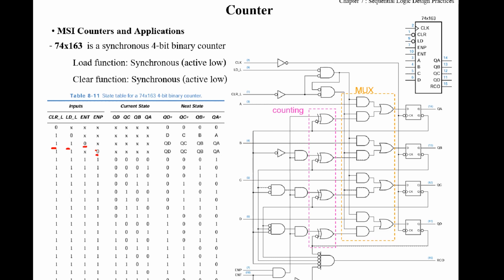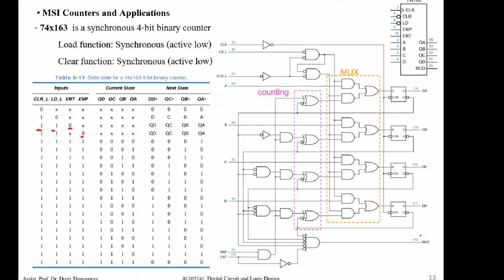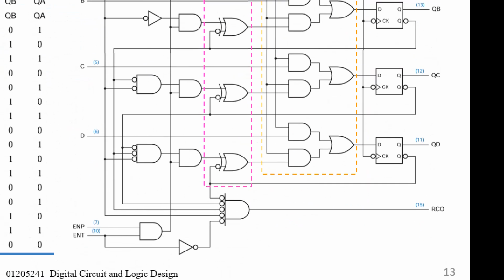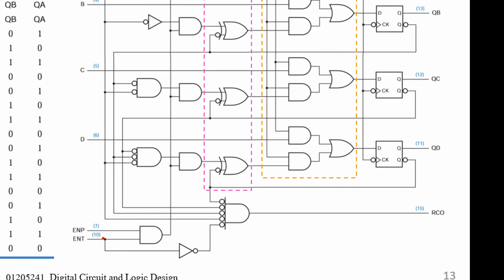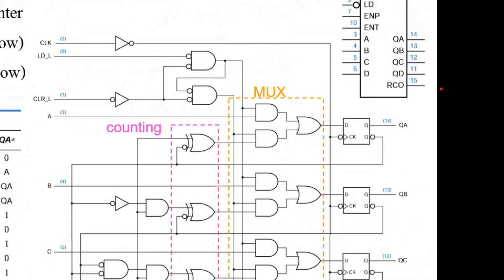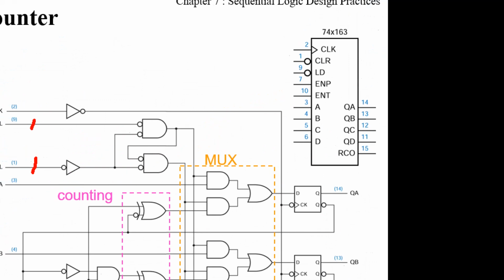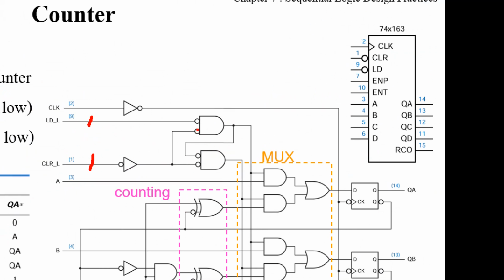Okay, and now if not clear, not load, and enable is not active, what happened? If enable P, enable T are not active, that means it's 0, 0, this output will be 0. And if clear and load are not active, 1, 1, right? So what happened? This output is not active, so the output now is 0. 1 here, 0 here. So that means this output is 1.